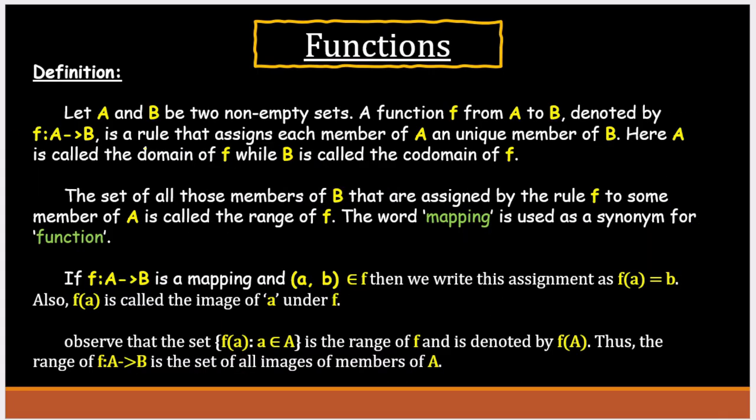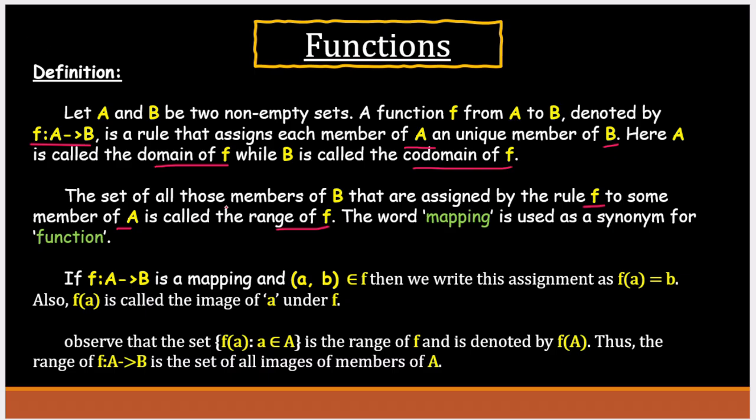Let's see the definition. Let A and B be two non-empty sets. A function f from A to B, denoted by f: A → B, is a rule that assigns to each member of A a unique member of B. Here A is called the domain of f while B is called the codomain of f.